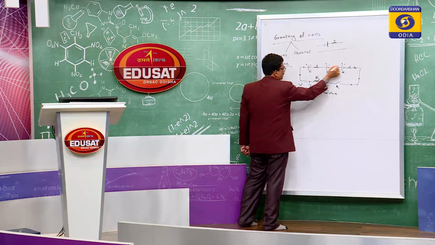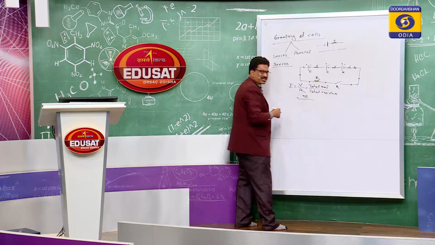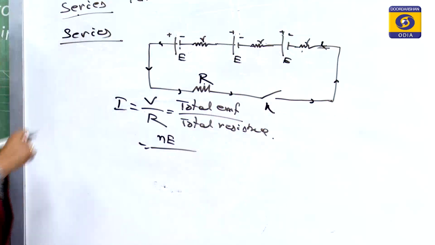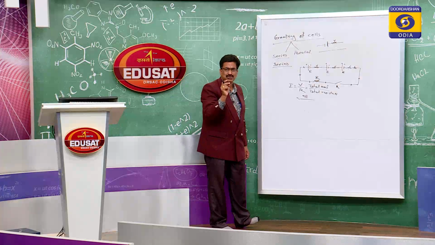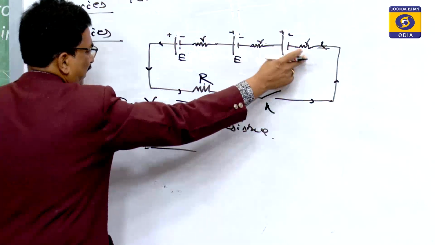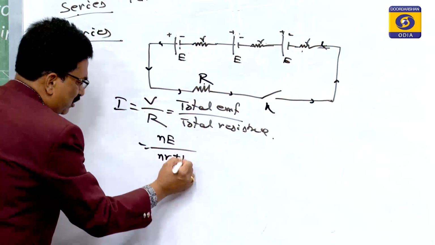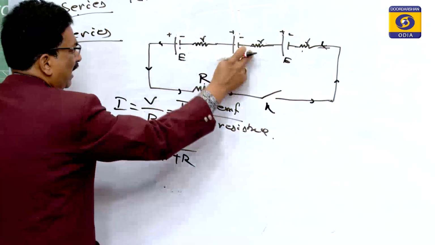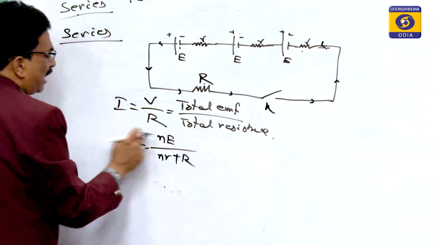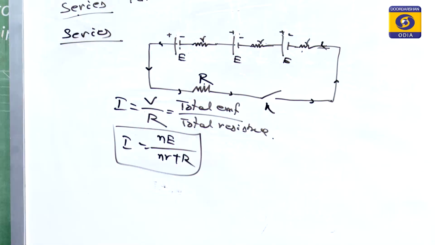Resistance means each cell has its own internal resistance r, and this is the external one. They are connected in series. When the resistors are connected in series, the net resistance equals the sum of the individual resistances. If there are n resistors, then the total internal resistance is nr and the external one is R. So the total is nr plus R. So I equals nE by (nr plus R).